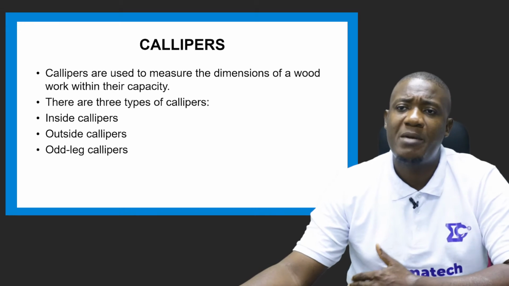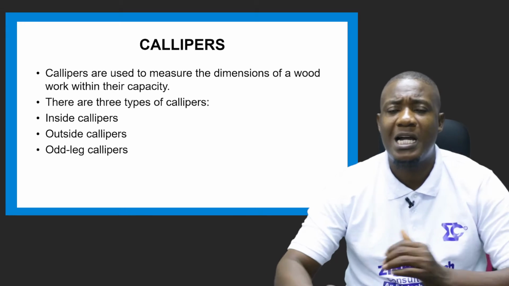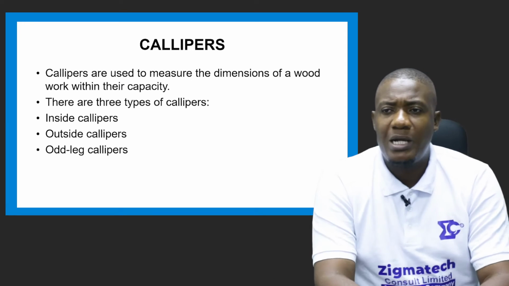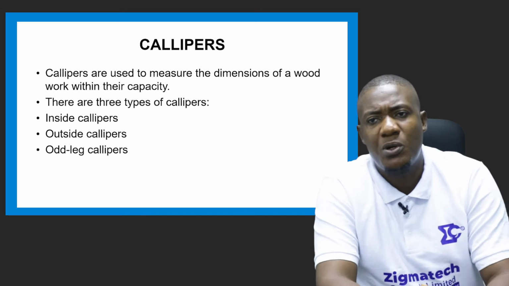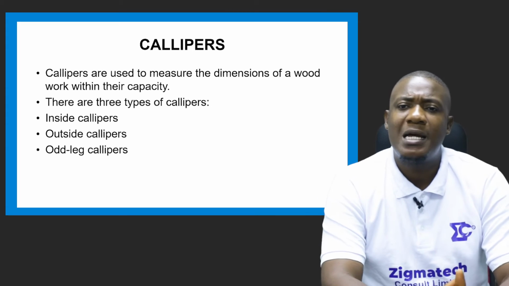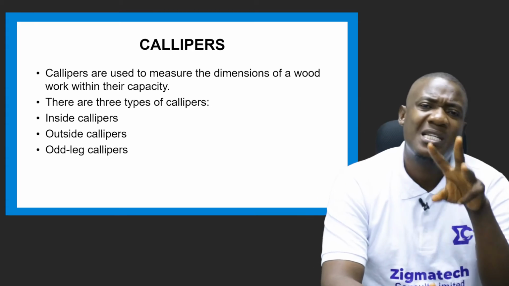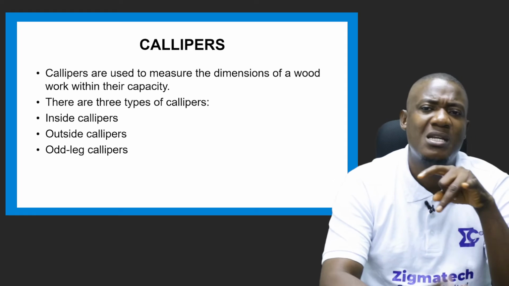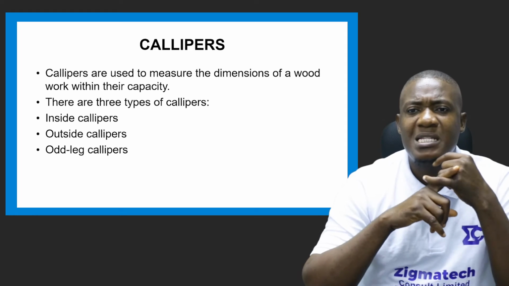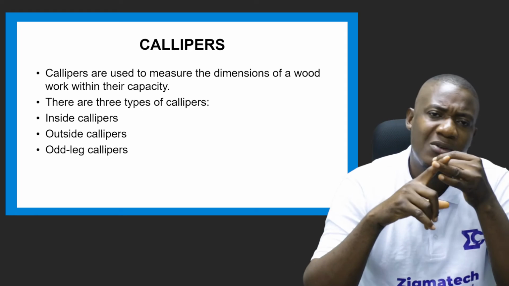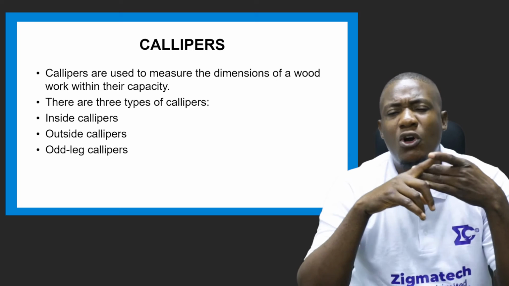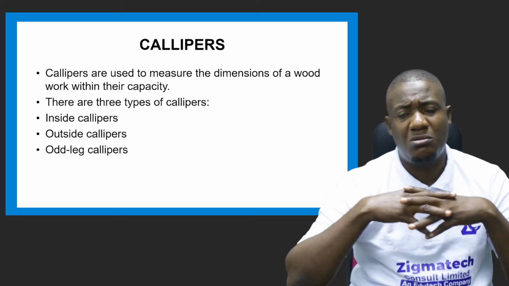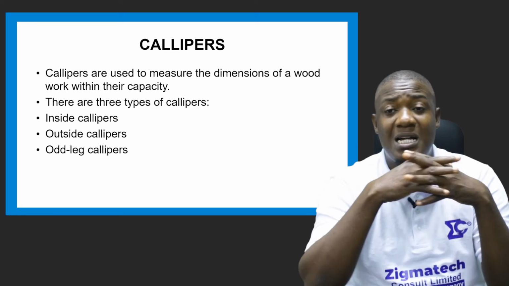We also have another measuring tool we call the calipers. All right, the calipers here are used to measure dimensions of woodwork within their capacity. There are basically 3 types of calipers. There are inside caliper, there is outside caliper, and we also have the odd leg caliper. Some people can call it external and internal calipers.